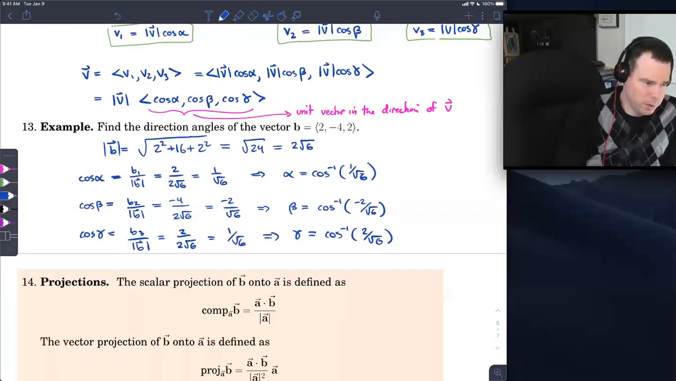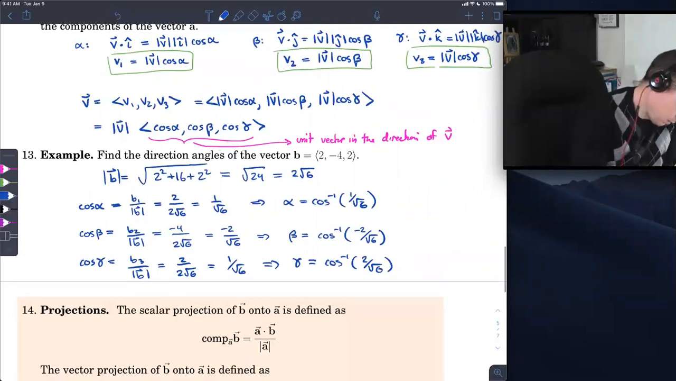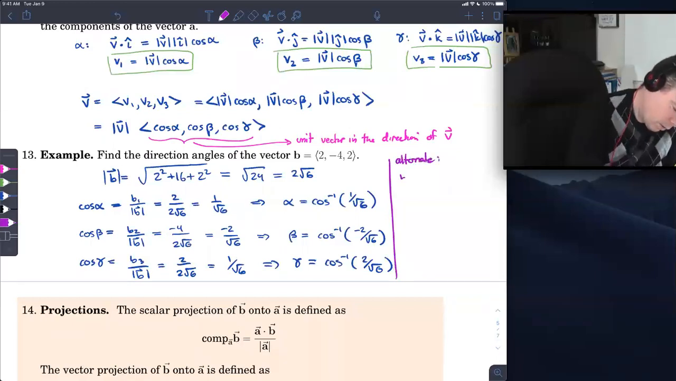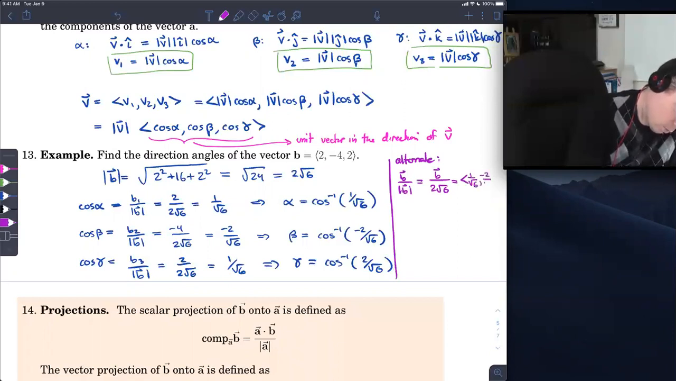Absolutely. You could also find the unit vector in the direction of b. So that's a good point, Nosa. Yeah, if you can find the unit vector in the direction of b, let's actually do that. This is an alternate solution. So if we found the unit vector in the direction of b, which is b divided by 2 root 6, so I'll divide that into each of them. So that's 1 over root 6, negative 2 over root 6, and 1 over root 6.